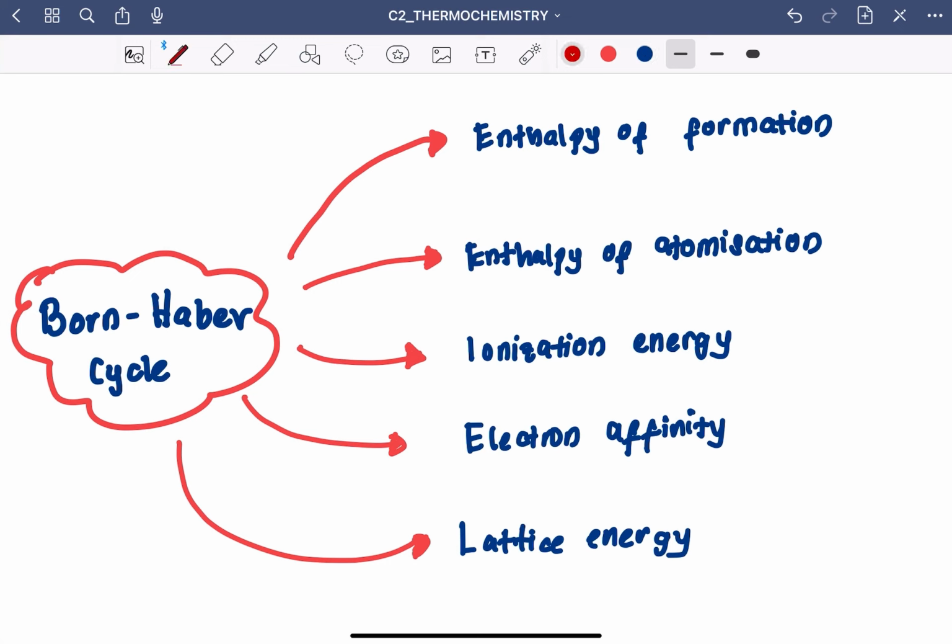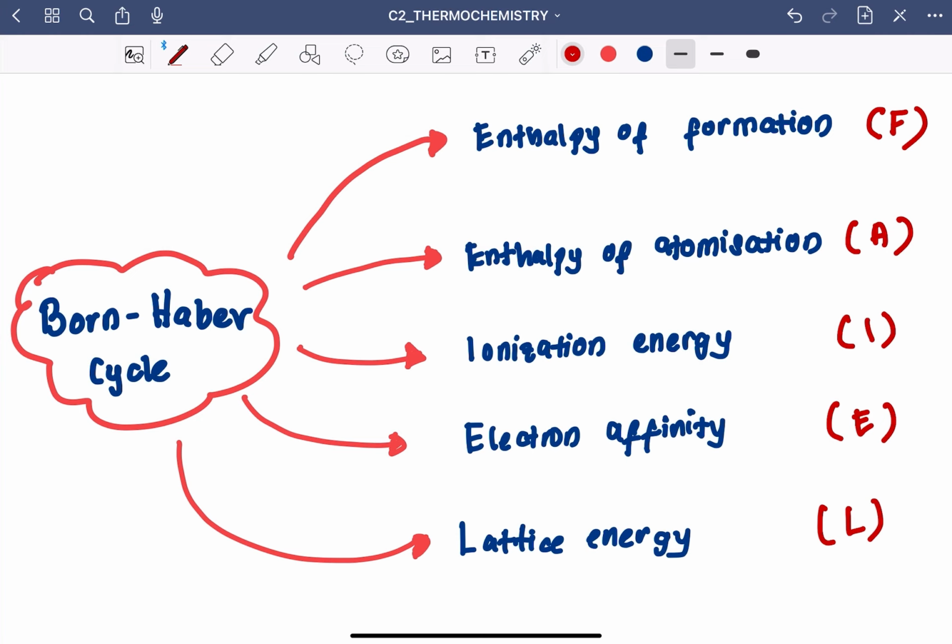But for now, I just want you to remember that in the Born-Haber cycle, we only talk about these 5 enthalpies, no other enthalpy. So the formation, we have F, atomization A, ionization energy I, electron affinity E, and lattice energy L. Just remember these 5. So let's go one by one first.